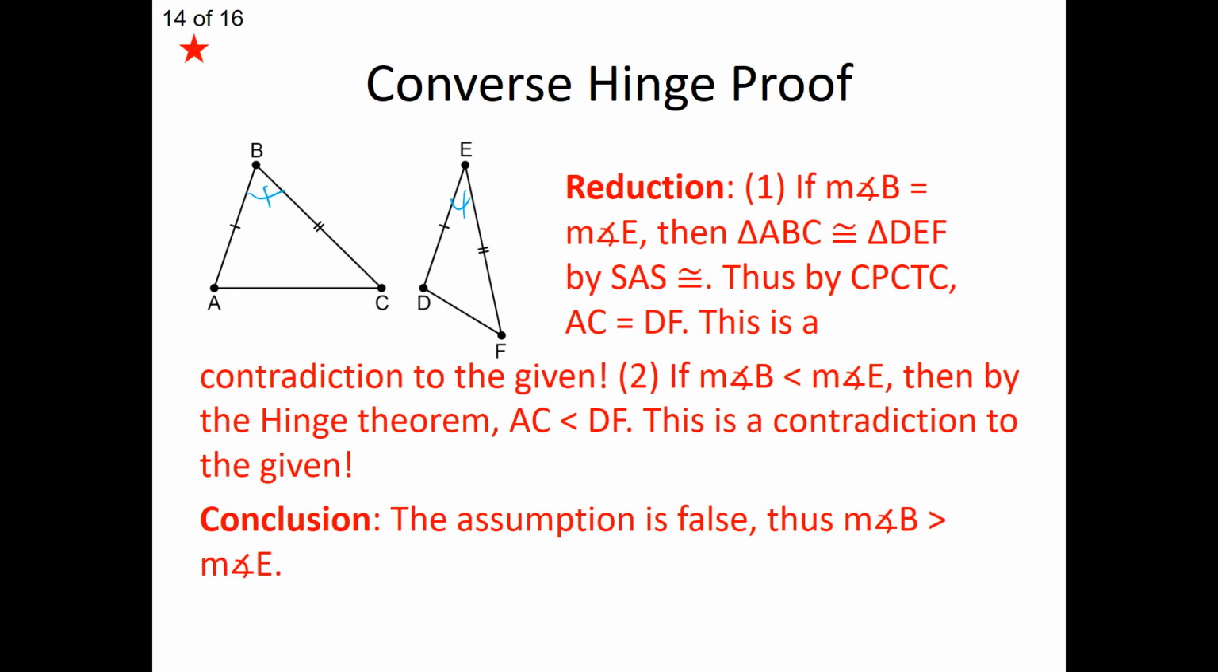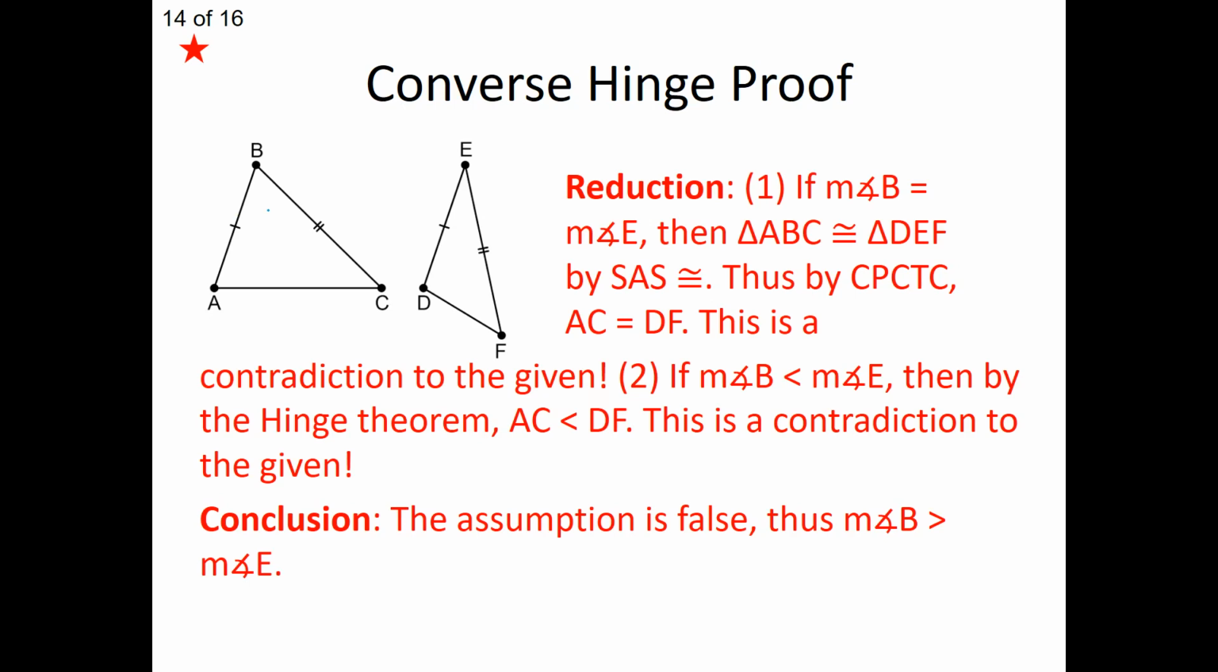Well, that can't happen. That's a contradiction, because in the given, we were told that AC is greater than DF. So can angle B and angle E be equal? No, that's an impossibility because it reaches a contradiction. Well, there's another possibility. What if angle B is less than angle E?